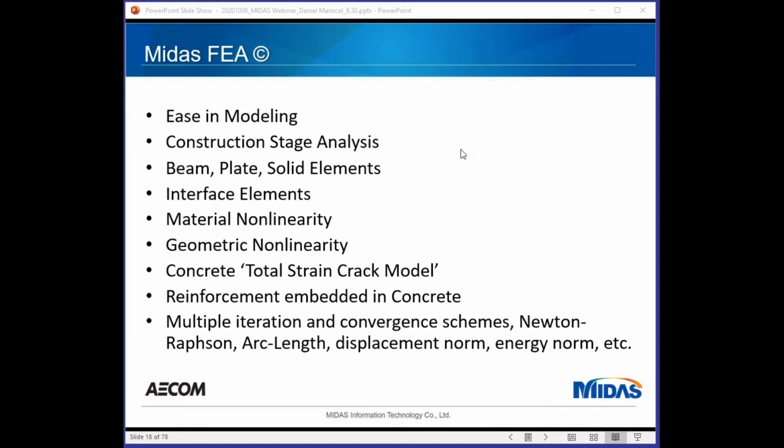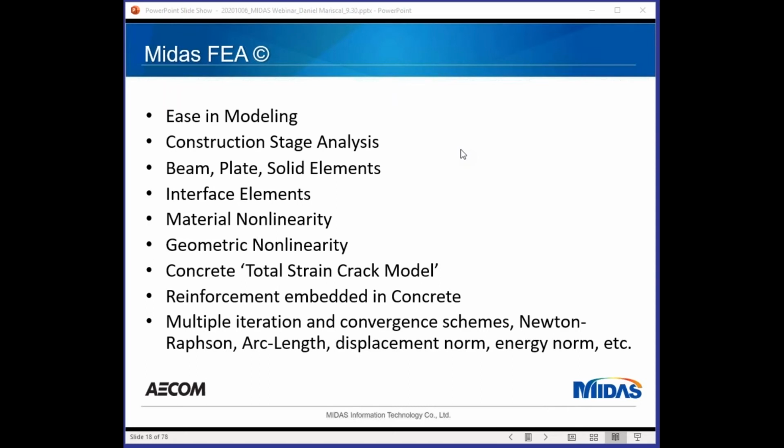The program has all sorts of elements: beam elements, plate elements, solid elements. It has a special interface element which we used for the shear studs. It's an interesting element that can have a length of 0. You can have two nodes in the same space and define that element with a local axis and some stiffnesses. The program has material nonlinearity and geometric nonlinearity. It has something called the concrete total strain crack model, which models concrete in compression and in tension, and when it cracks, it basically disappears from the model.